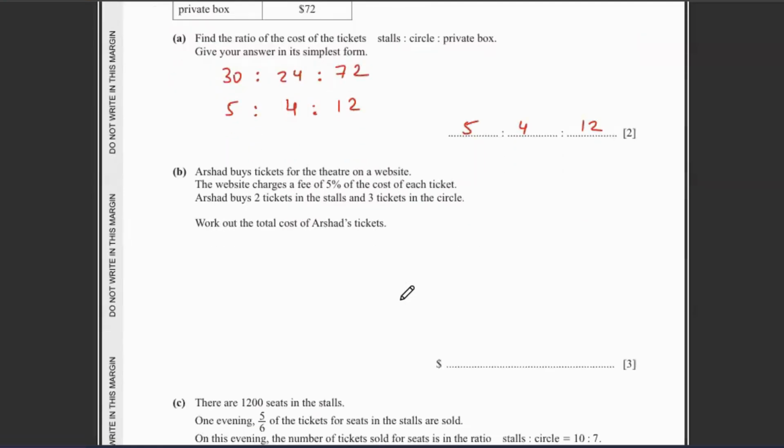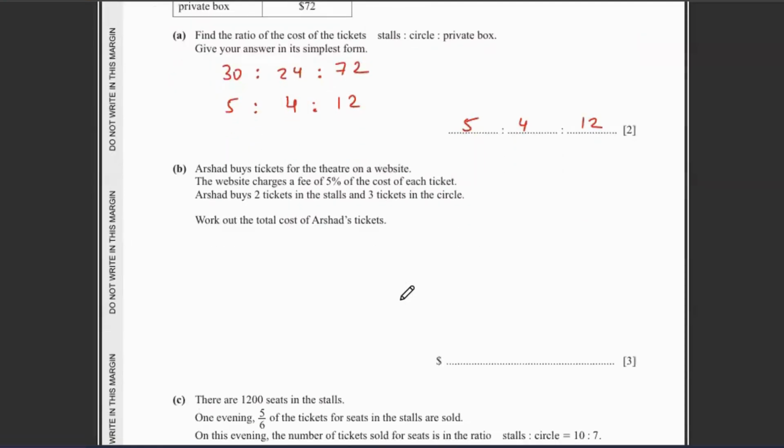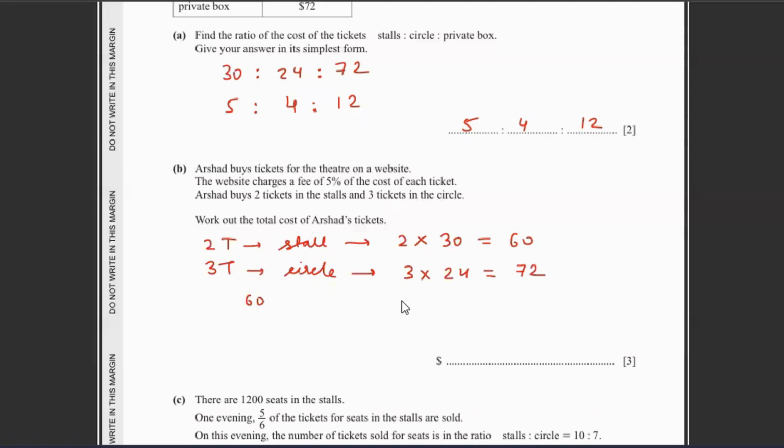Harshad buys tickets for the theater on a website, and the website charges a fee of 5% of the cost of each ticket. Harshad buys 2 tickets in stall and 3 tickets for circle. So the total amount without the website charges will be 2 times 30 for stall and 3 times 24 for circle. So this is 60 and this is 72. So the total will be 60 plus 72, which is 132.